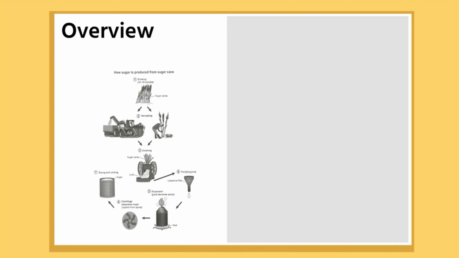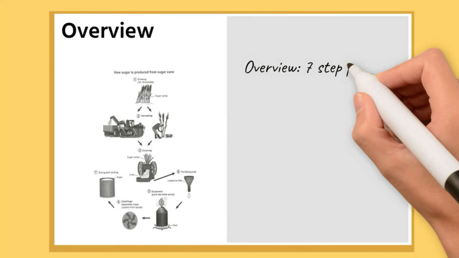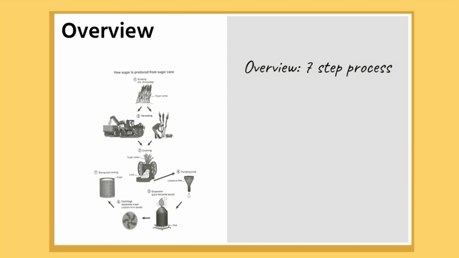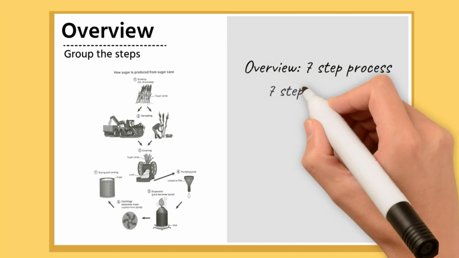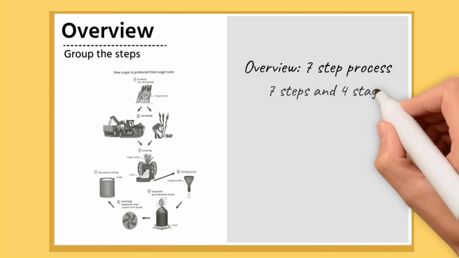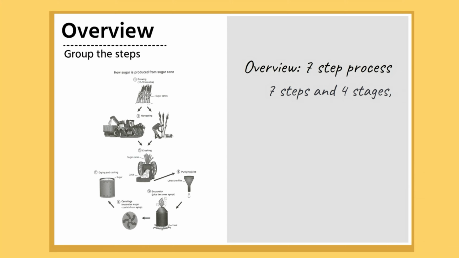A common approach is: the diagram shows the 7 detailed steps of sugar production. I recommend grouping the steps to enrich the content without overloading details, such as: the diagram shows 7 steps in 4 main stages. I have divided the 7 steps into 4 major stages: farming, crushing, refining, and drying.